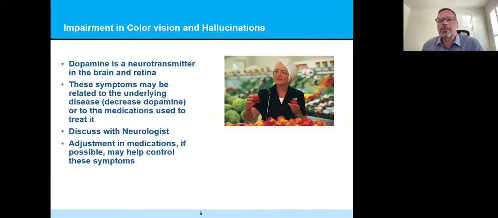There are many other conditions that can cause visual hallucinations, not just Parkinson's. So these are things that it's important to discuss with your doctor if you are experiencing them.